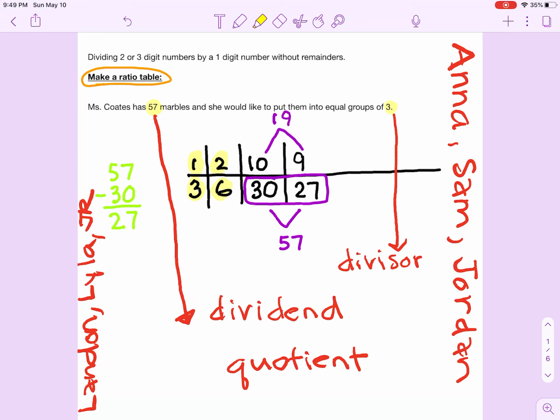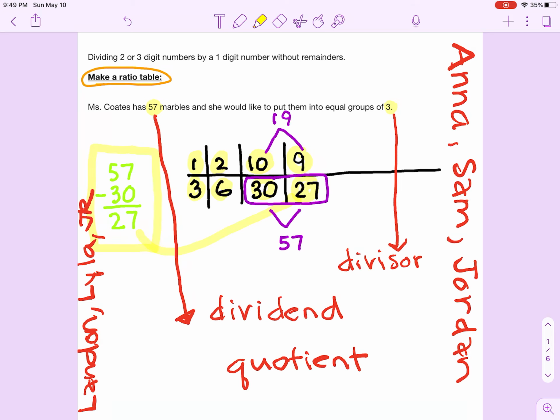But if I keep doing that just one group at a time, it's going to take me quite a while. So in order to allow my thinking to be a little bit more efficient, I'm going to take 10 groups of 3. I know that 10 groups of 3 is 30. So now when I have 30, I'm getting a little bit closer to the number of marbles that I have. I have 57. So I'm going to take the 30 out of the 57 and see what I have left. I have 27 left. Well, I know that 27 is a multiple of 3.